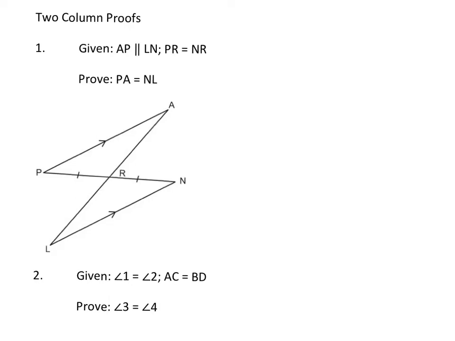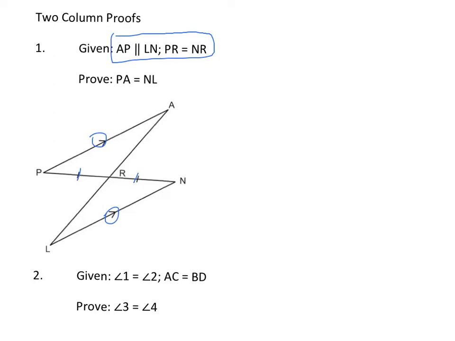Okay, we're going to look in this section 4, we're going to look at some proofs here. We're going to do number 1 here, and we are given that AP is parallel to LN. Notice that's shown with these two little marks here. And we know that PR is equal to RN. So they were marked in the picture, but again, in any proof, always mark things that you're given.